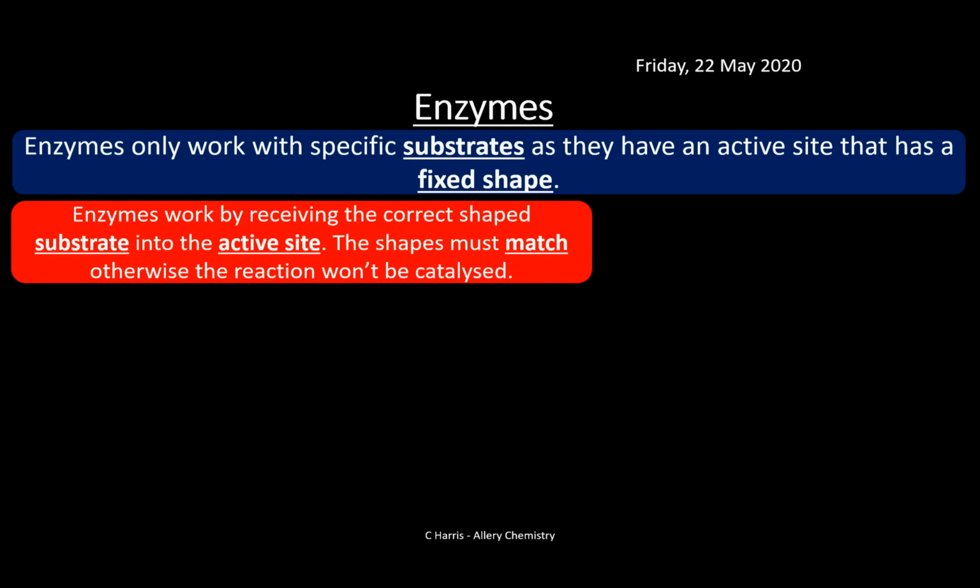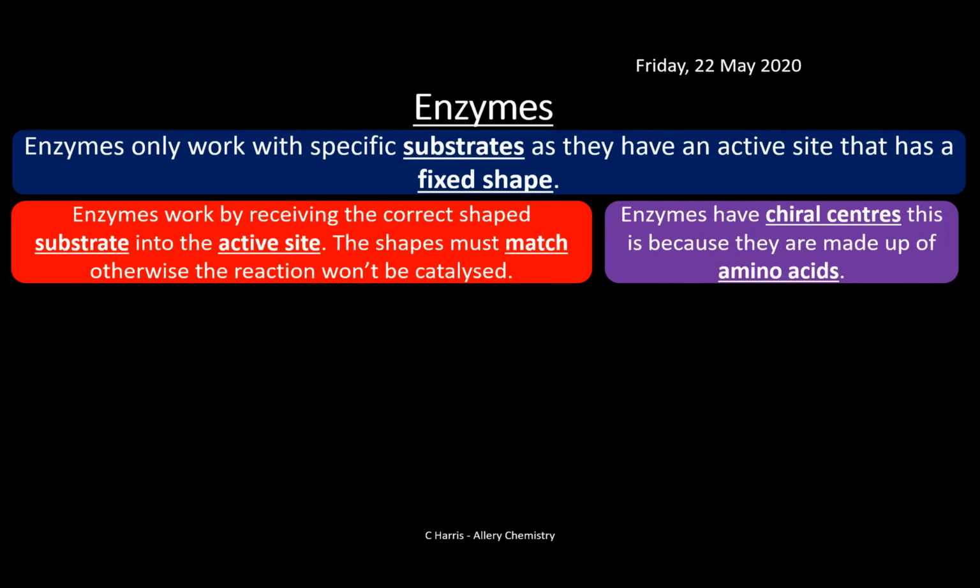So you can see that enzymes work by receiving the correct shaped substrate into that active site, and they must match for the substrate to be catalyzed, because if they don't, then the reaction won't happen. But the enzymes have chiral centers. So remember what a chiral center is.